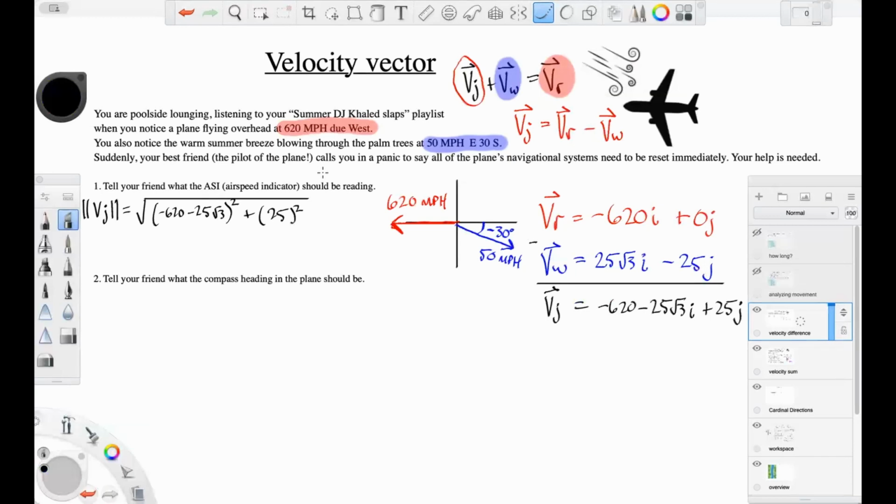So I'm going to first find negative 25 root 3. And then I'm going to subtract 620 from that. And I'll go ahead and square that right now. So then we get an approximate value, since I'm going to be rounding here, square root. So all of this stuff squared is going to be 439,968.